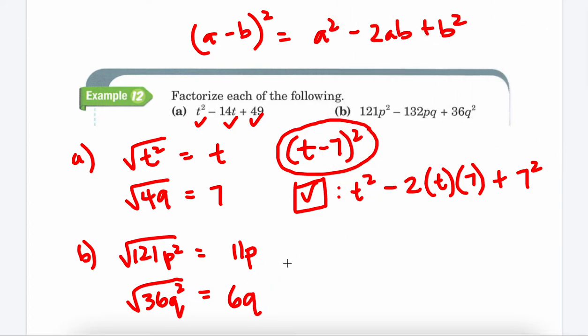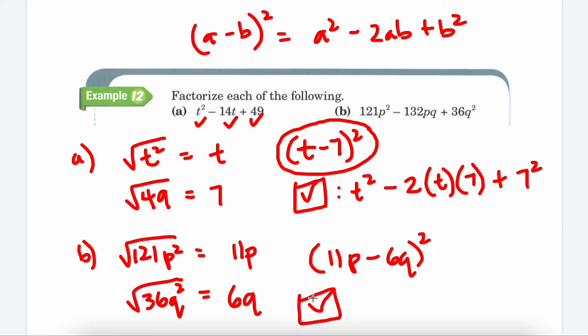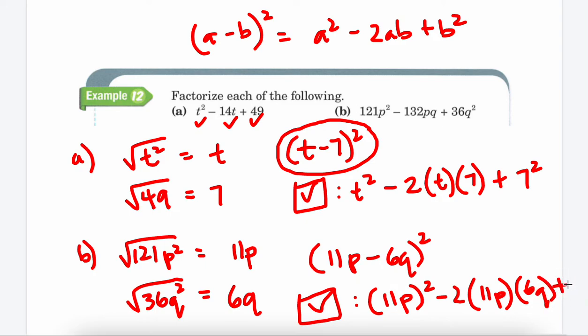Okay. So then this would be set up as 11p minus 6q squared. So then to check it, I have 11p squared minus 2 times 11p times, we don't need the negative, 6q plus 6q squared. So 11 times 11 is 121, p squared.